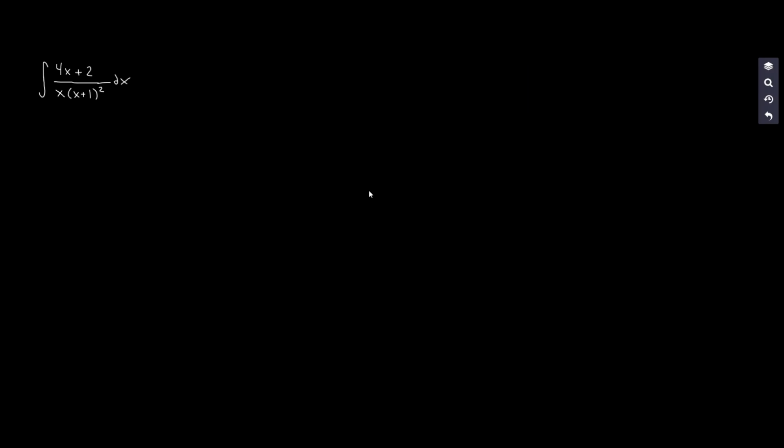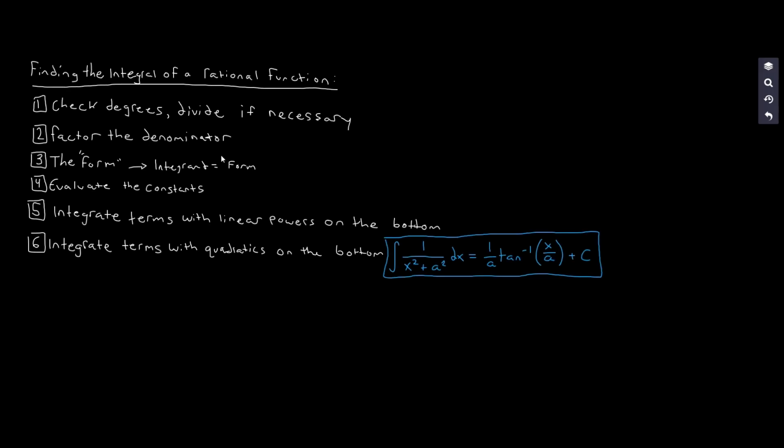All right, I got one more problem for you guys. This one is the indefinite integral of 4x plus 2 over x times x plus 1 quantity squared, integration with respect to x. So I'm just going to take a look at this and recognize that the degree on the bottom is higher than the degree on the top. So that checks out.